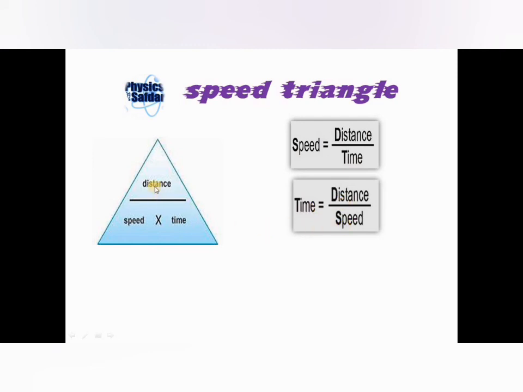If you want to calculate the distance, the same method you will use: hide distance. Two things are left, speed and time, and they are connected with the symbol of multiplication. So your equation for distance will be speed times time.